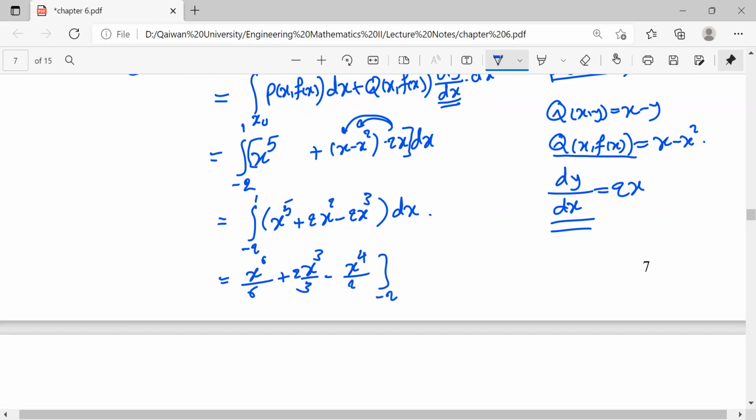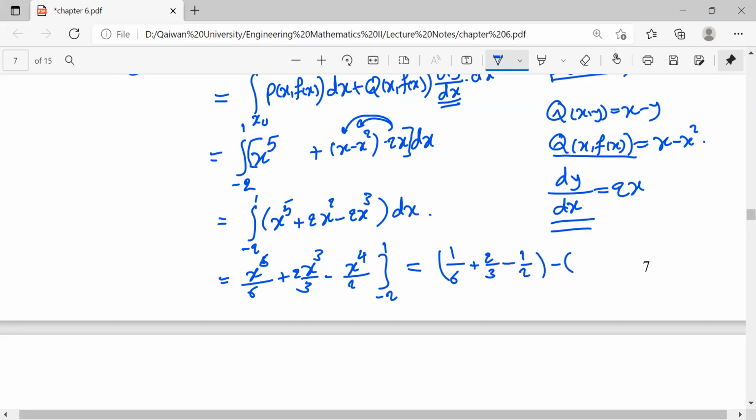Integration and integral are the same. Okay, derivatives. We took the integration from -2 to 1. Now we replace x by 1. Then we replace x by -2. If we replace x by 1, what do we get? We get 1 over 6, because 1 to the power 6 is still 1, plus 2 over 3 minus 1 over 2.